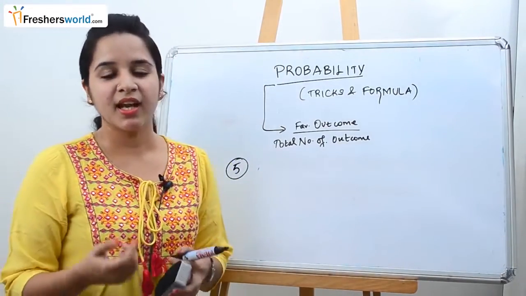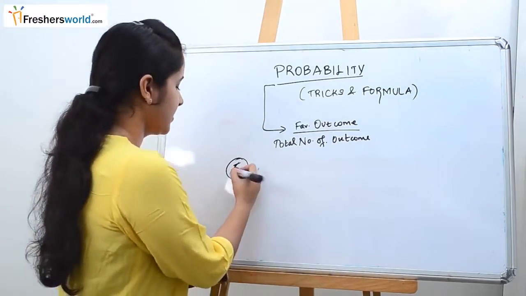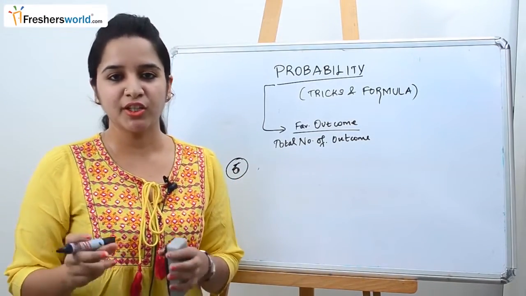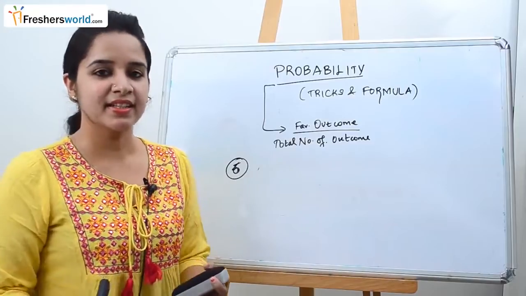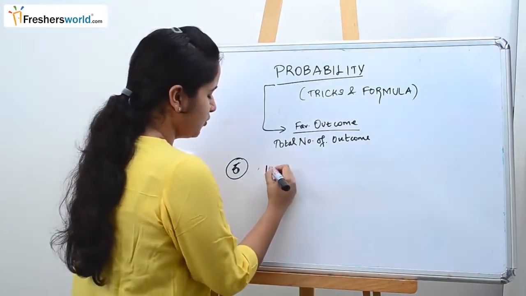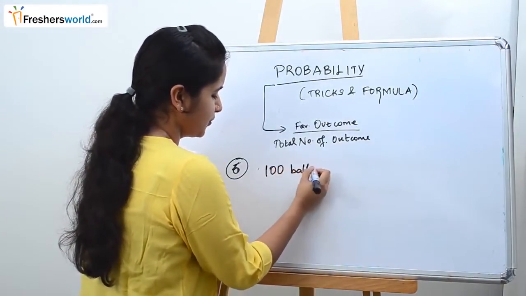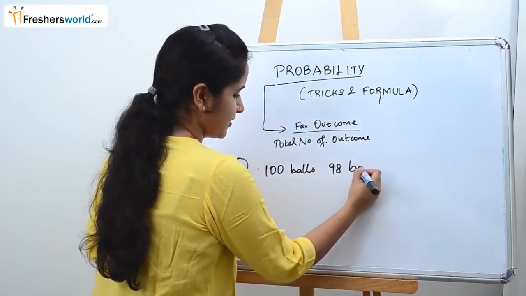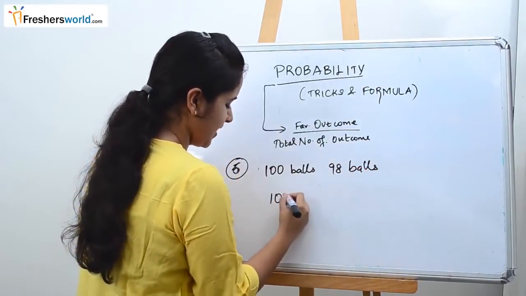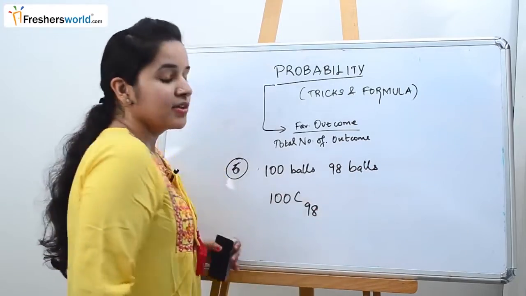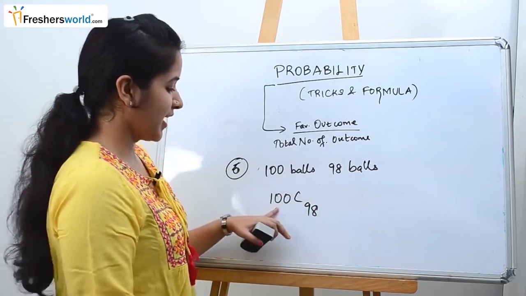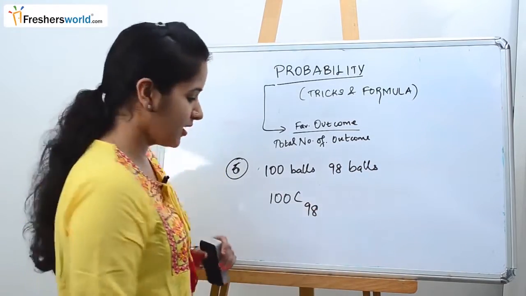So this is the last trick that we did. It is easy if the number of balls that we need to choose is less. Let's consider an example. Let's say out of 100 balls you need to choose 98 balls. So it will be 100C98. It is not possible to reduce 100 98 times. So here comes the trick.